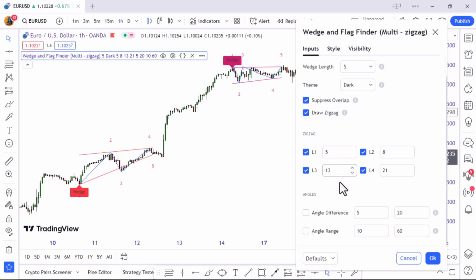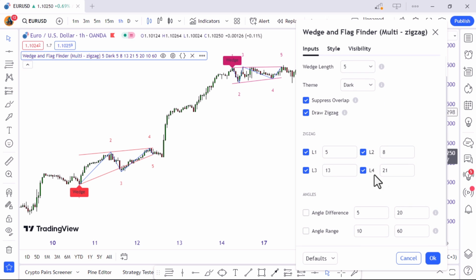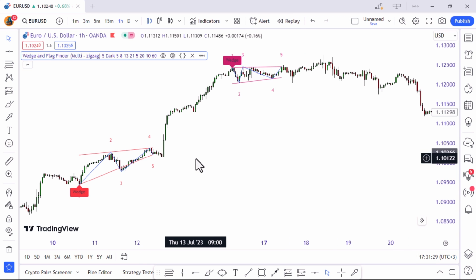This means that by changing this setting, you can change how many pivots a wedge can have. The following checkboxes are for visual changes. When the first checkbox is enabled, it will cause the indicator to try to avoid overlapping wedges while still showing nested wedges, which is a wedge within a wedge. The other checkbox is to enable or disable the zigzag lines. However, since these can be useful, we'll keep them enabled. The final settings are for enabling or disabling different zigzags. We will be keeping these settings at default.